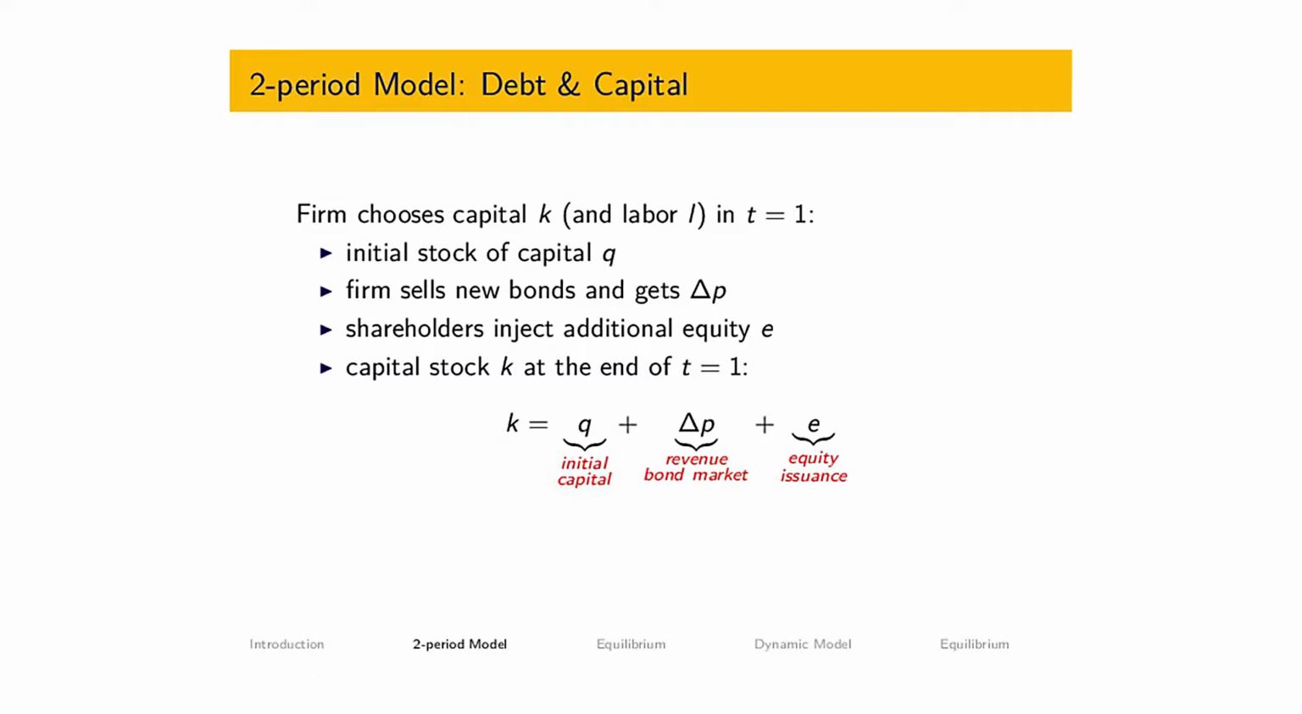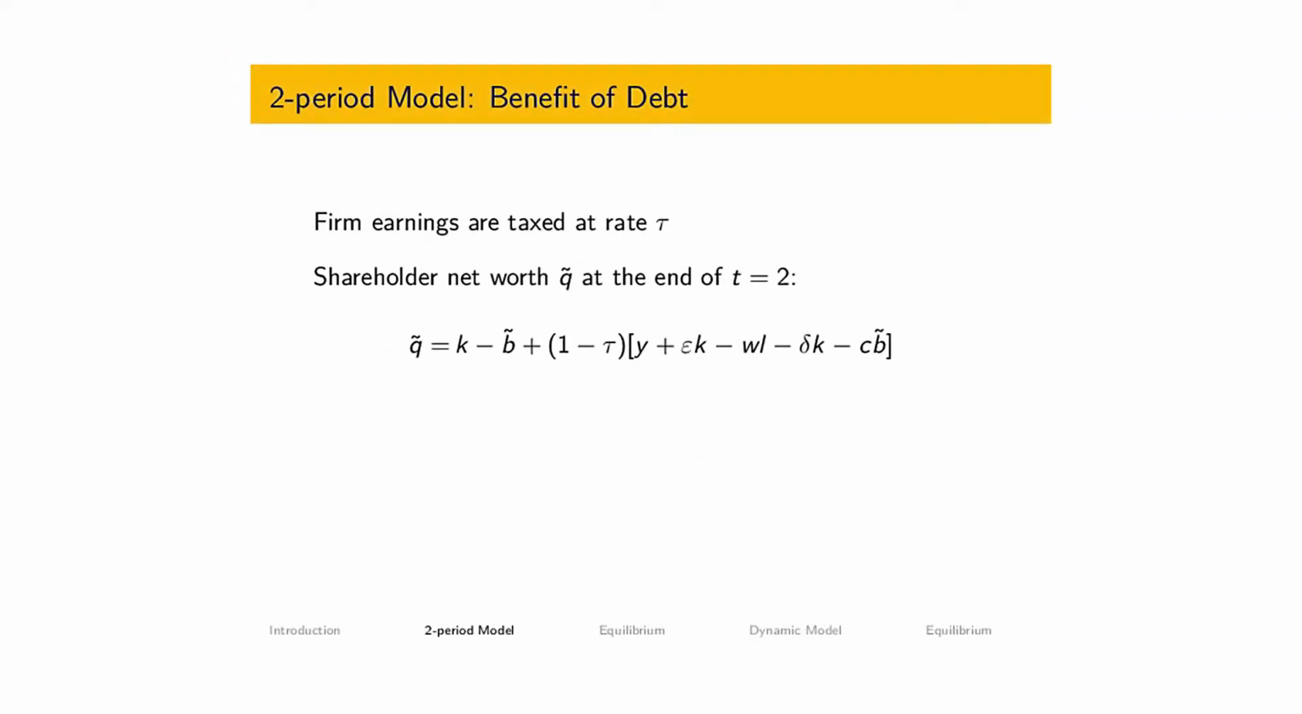And so what's the trade-off here between debt and equity? What's the capital structure theory? So firm earnings in period 2 are taxed at a rate tau. And this means shareholder net worth Q tilde, this is the one which shareholders care about at the end of period 2, consists of the whole assets in place minus the debt payment, then plus these earnings, but these earnings are taxed at rate tau.